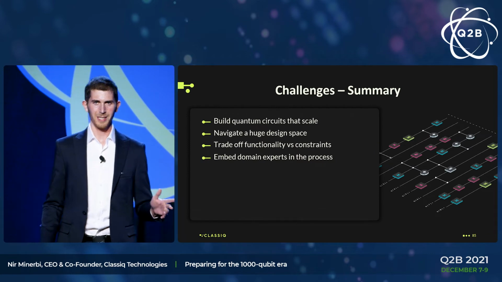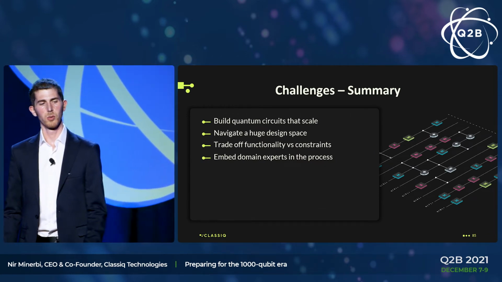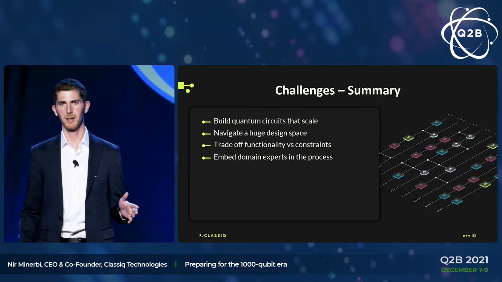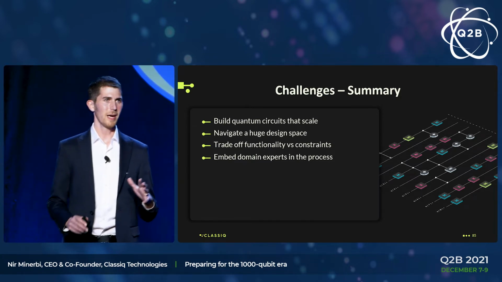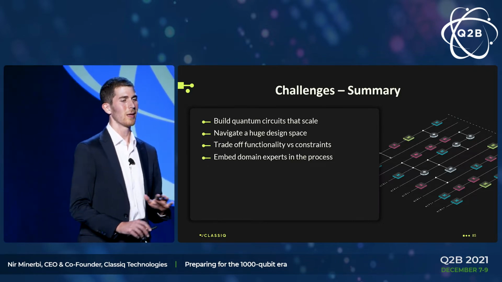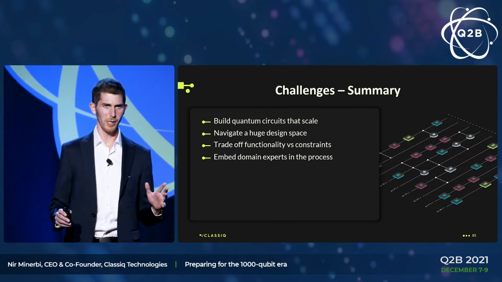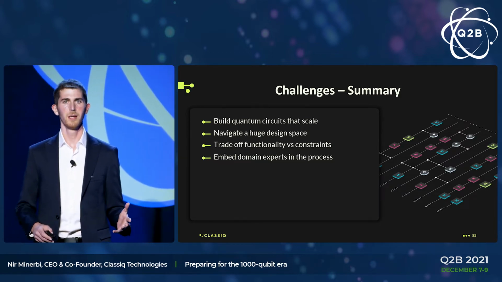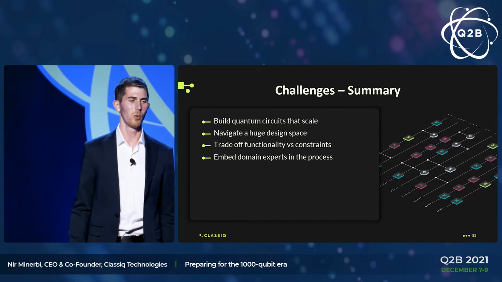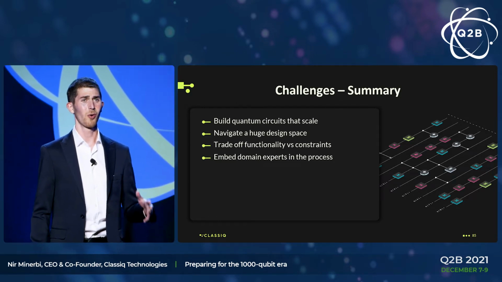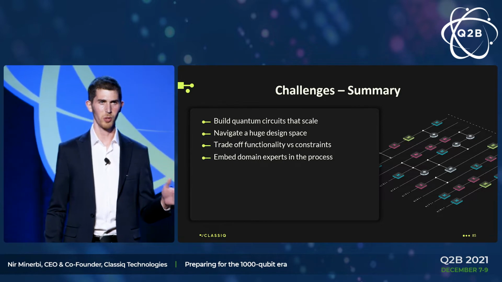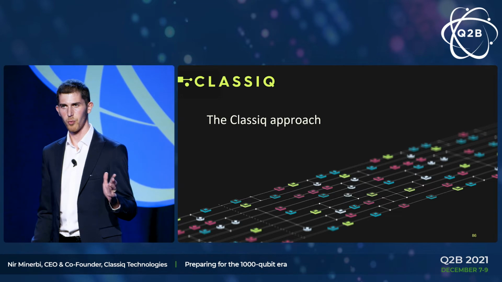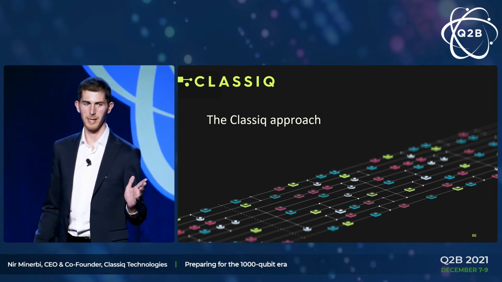Right, so let's summarize the challenges and then dive into the solution. Building quantum circuits at scale is hard. Navigating this huge design space is very challenging. Making the trade-off between functionality and hardware constraints is very challenging. And of course, as we all know, involving domain experts, who are not quantum information PhDs, in this process is also very challenging. So that's the problem we are solving at Classiq.